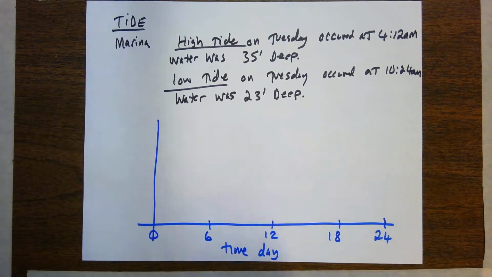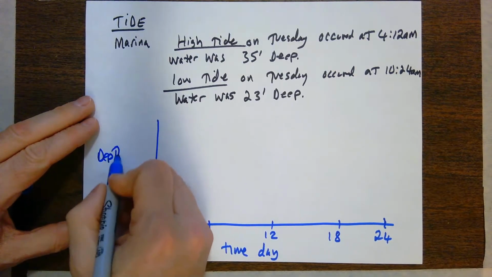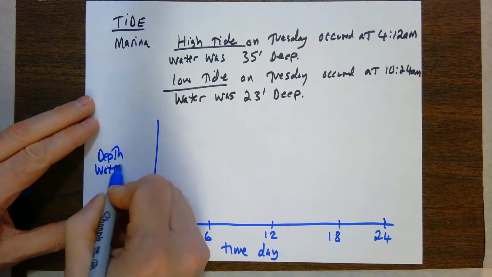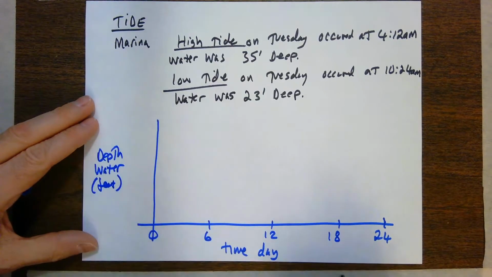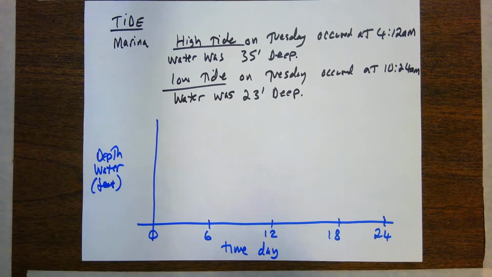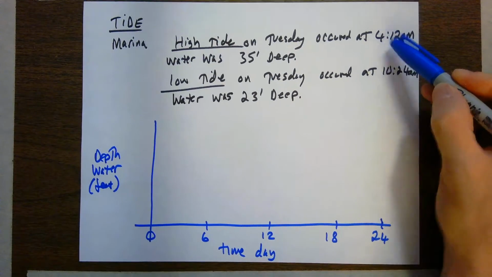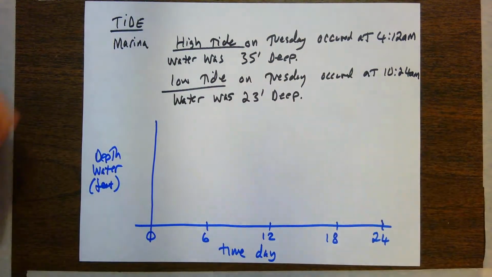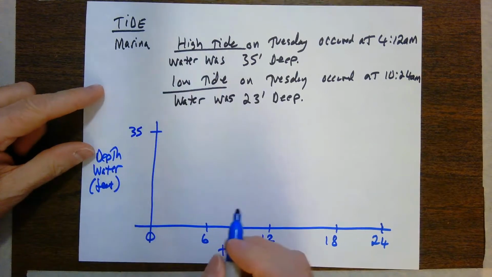And we can fill in all the other numbers, and indeed we'll fill in some of those numbers in a moment. Over here is going to be the depth of the water, and it's going to be in feet. Make sure we're using all our units here. Time of day is time. And I want to graph this information. I've got two very important points here. At 4:12 a.m., it was 35 feet deep. 35 is my deepest, so I'm going to put 35 here.